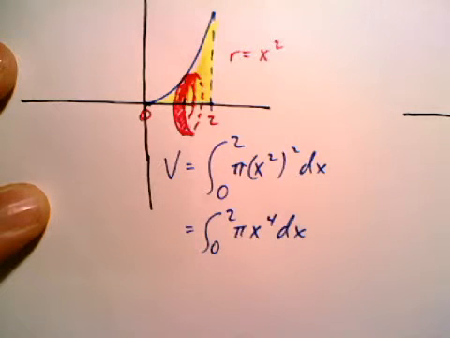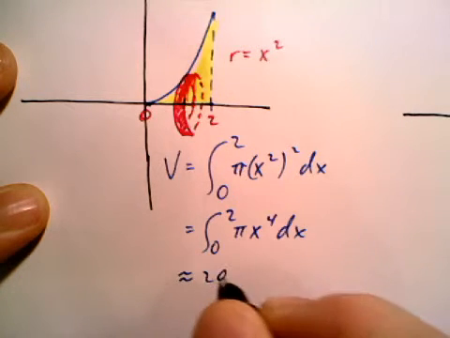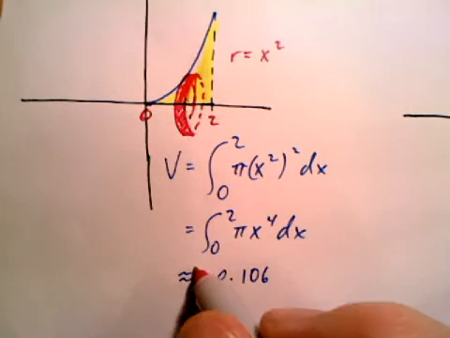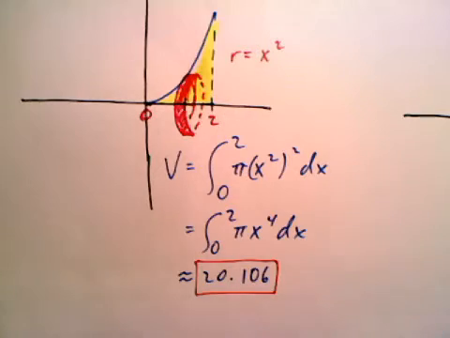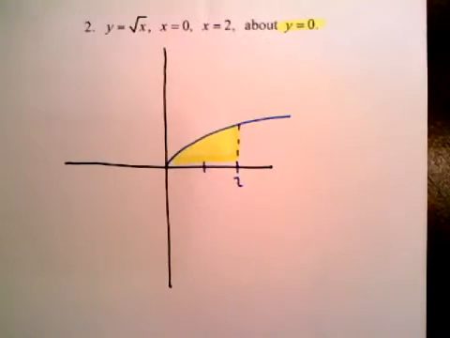We're going to go from 0 to 2, and that's pi times x to the 4th power dx. So you should get 20.106 if I did that correctly. 20.106. Okay, so hopefully you're 1 for 1. That's 2 minutes. Let's see if I can get all these done in 10 minutes.